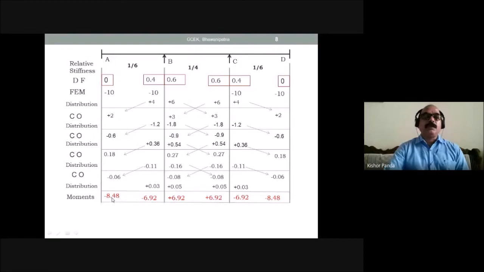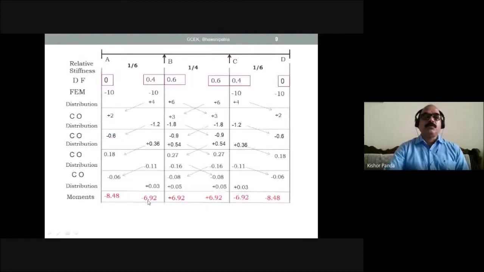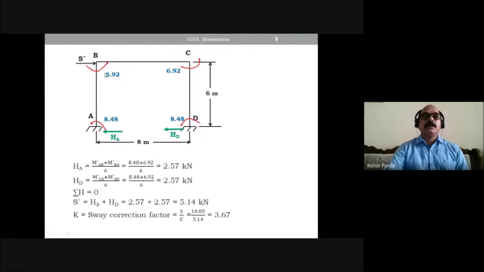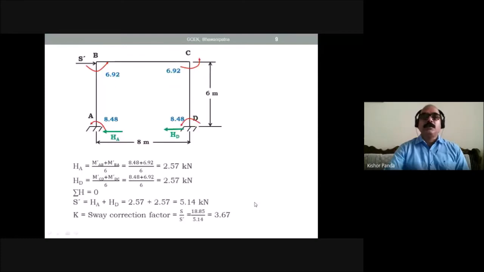Once again you give the direction. Minus means anti-clockwise, and this is minus 6.92, also anti-clockwise, and similarly this side minus 6.92 and minus 8.48. Both are anti-clockwise. Here this is also anti-clockwise and this is also anti-clockwise. So give all the moments. Here also you give the moment, but this is not necessary here because only from the vertical member you will find out the sway force S dash.